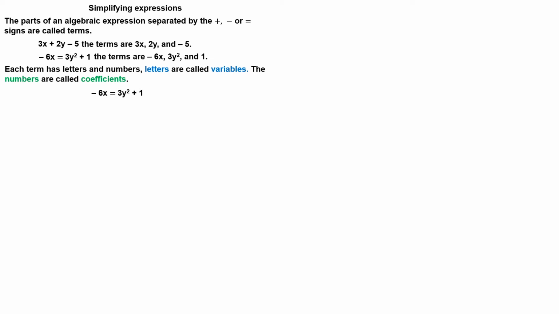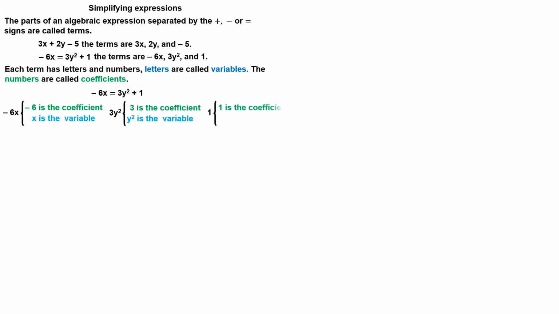Let's identify coefficients and variables in each of them. Minus 6x. Minus 6 is the coefficient. X is the variable. 3y squared. 3 is the coefficient. Y squared is the variable. 1. 1 is the coefficient. In this term, there is no variable.